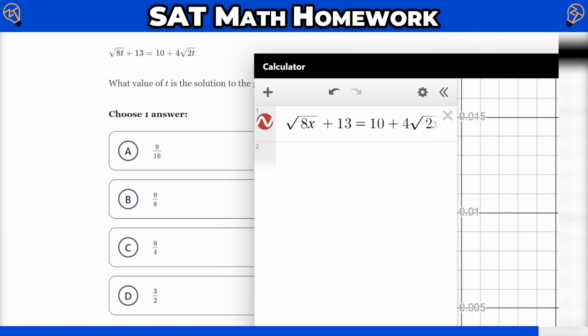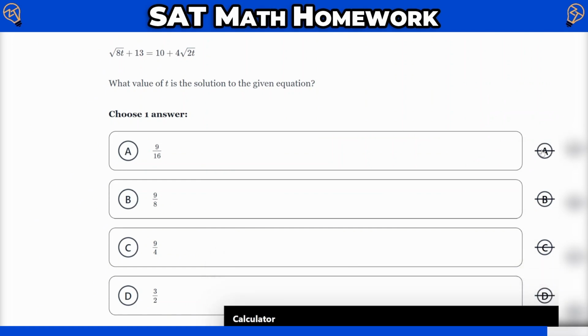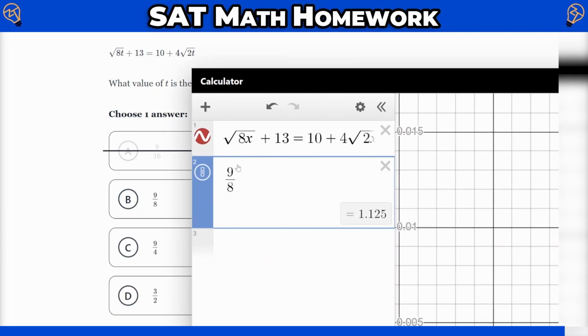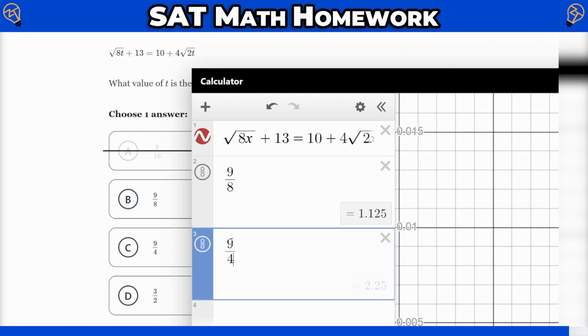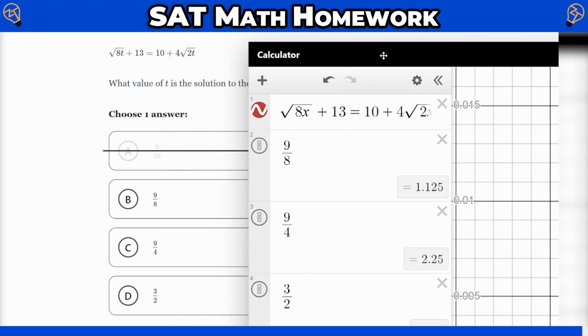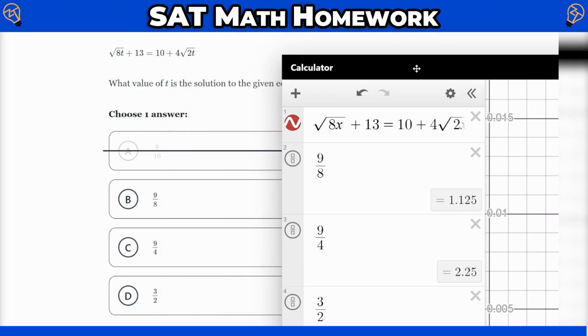So for example, let's actually use this. I can eliminate 9/16 because it's proper. In other words, the numerator is smaller than the denominator. And really, that's the only one I can eliminate. And then I'll just type these in. So let's say 9 divided by 8. Oh, look, I get the right answer. But if I was unsure, I could check the other ones. And you can see that I don't get the 1.125 that I'm looking for. And I still get the correct answer is B.